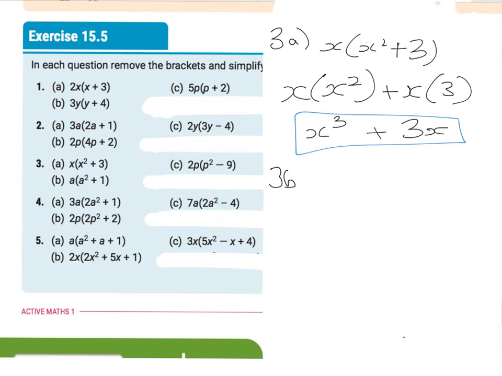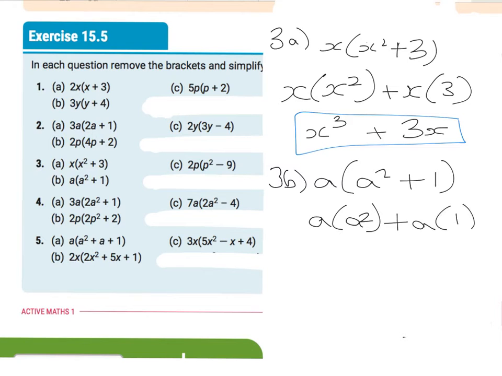3b, a outside and a squared plus 1 inside. a is multiplied by a squared, and a is multiplied by 1. a by a squared, again, is going to give us a cubed, and a by 1 is just going to give us a. Can't collect them anymore, so they stay as is.